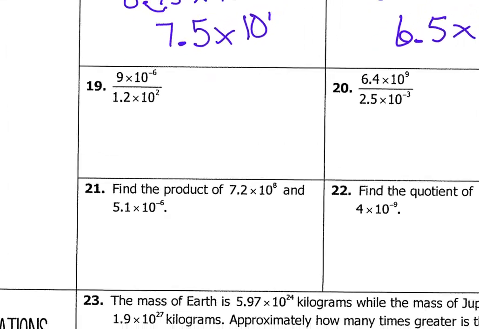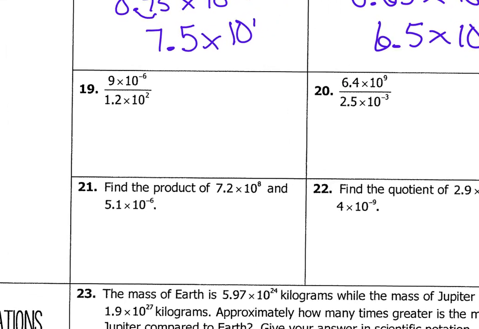Okay, Noah, you get 19. We're gonna do 9 divided by 1.2. Go ahead and do that. That is the one. Okay, so you get 7.5 times 10 to what power? 10 to the -5. You have a -6 minus -8. Good. And that's already in scientific notation, so you're done.